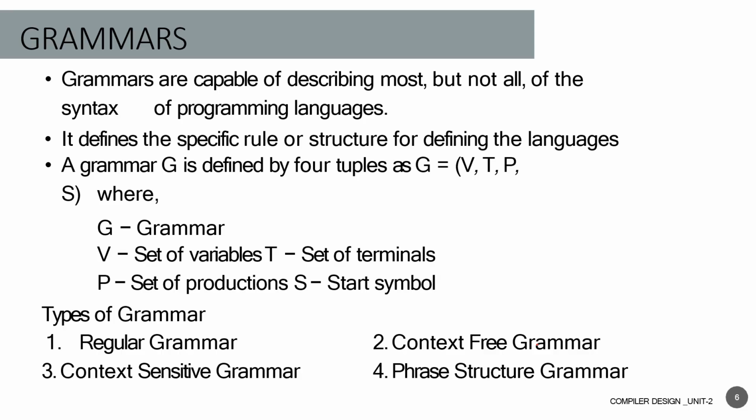As I told, this G denotes grammar. V denotes the set of variables. T denotes the set of terminals. P denotes the set of productions. And S denotes the start symbol. There are different types of grammar: regular grammar, context-free grammar, context-sensitive grammar, and phrase structure grammar.